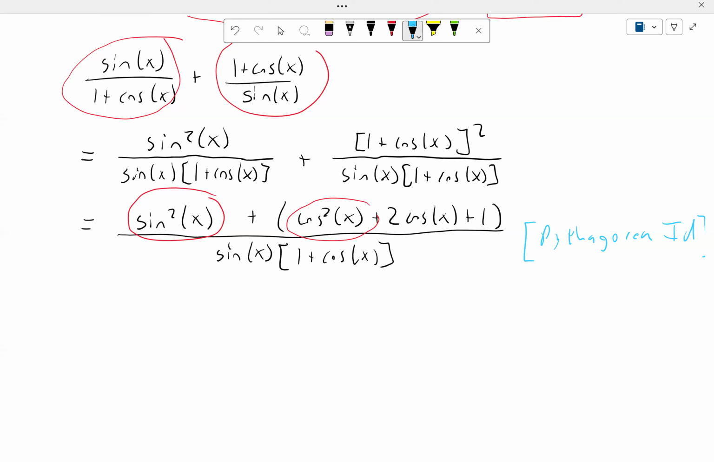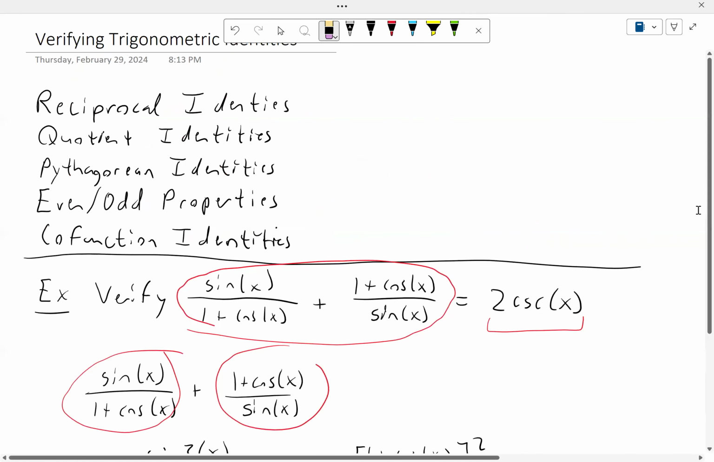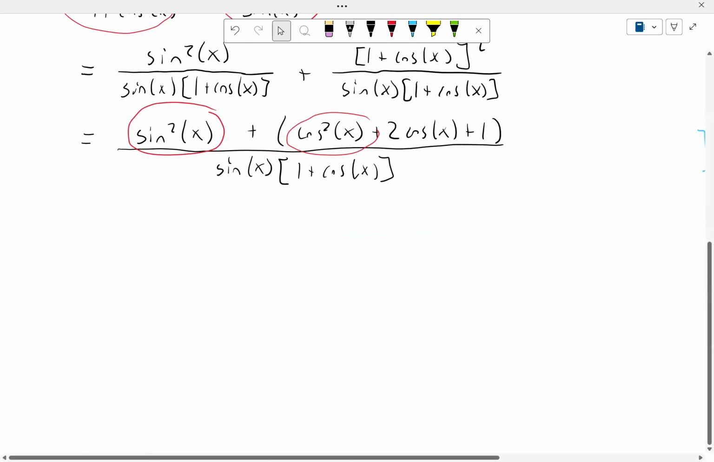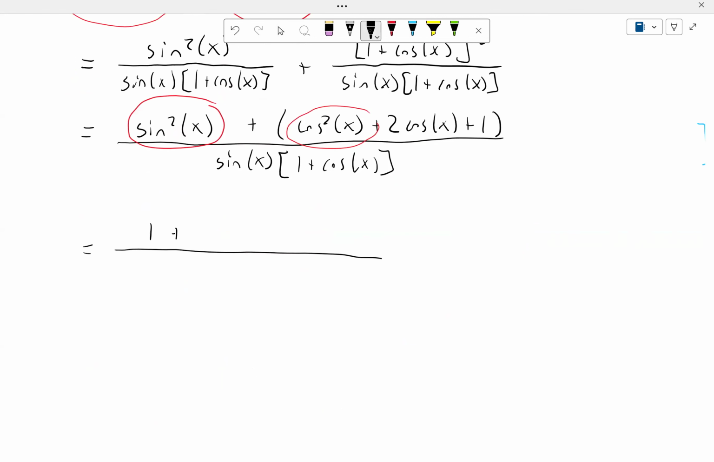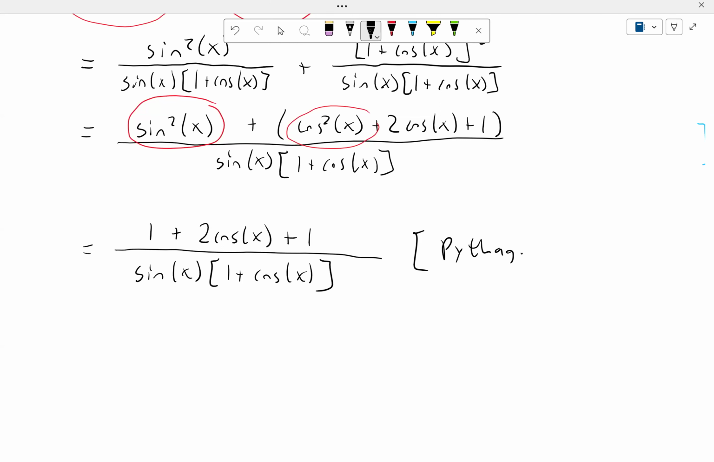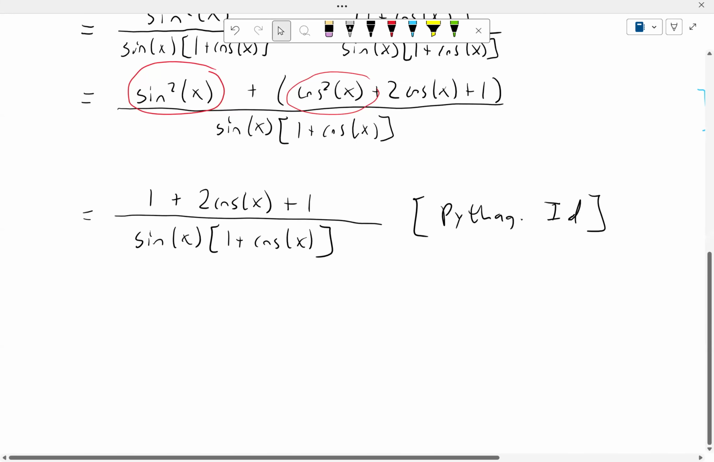Pythagorean identity. Oh, you know what? I should probably put that in the next step because I haven't actually used it yet. I'm going to use the fact that sine squared of x plus cosine squared of x is equal to 1. So this is going to be the same thing as, well, sine squared of x plus cosine squared of x just combines to give us 1. And then we have plus 2 cosine of x plus 1, all divided by sine of x times 1 plus cosine of x. Okay, so there, I have used my Pythagorean identity. Pythag identity. There we go. Okay, so that's the first trigonometric identity I actually used there.